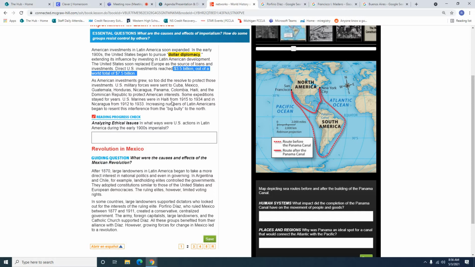And to ensure that business interests are going on without a hitch, businessmen have the guarantee of the United States military, primarily through the Marines, being sent into Cuba, Mexico, Guatemala, Honduras, Nicaragua, Panama, Colombia, Haiti, the Dominican Republic, to protect those interests. And you can see the U.S. Marines stay in some of these Latin American countries for very long periods of time to ensure the success of these new investments, right? These American interests.